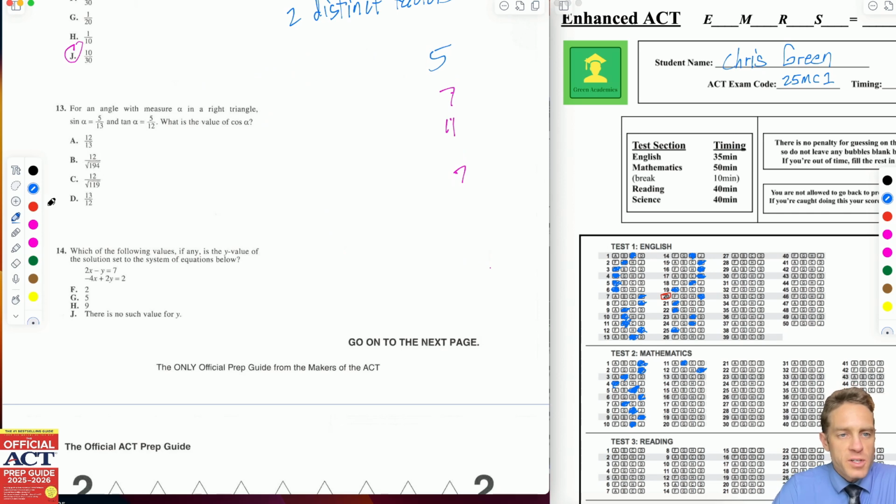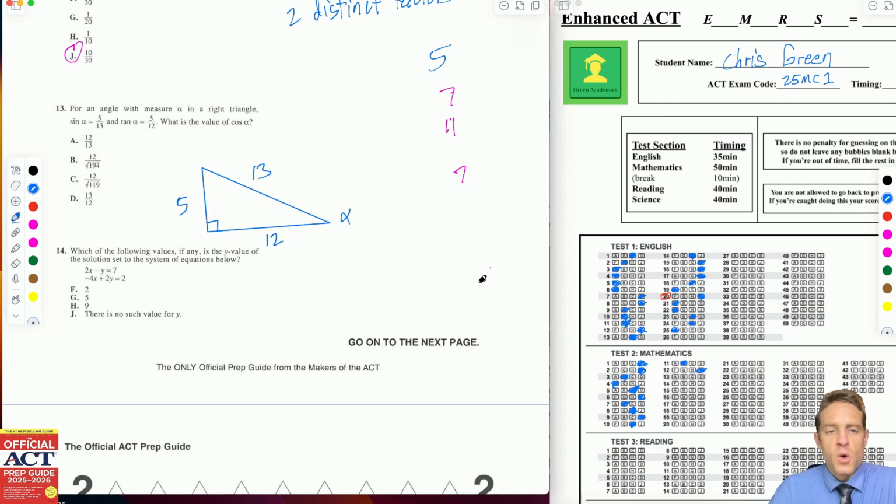For an angle with measure alpha in a right triangle, sine of alpha is 5/13. So I'm going to say that this is alpha. And sine, so opposite over hypotenuse, is 5/13. And tan of alpha is 5/12. Sure, so opposite over adjacent is 5/12. What is cosine of alpha? Well, cosine is adjacent over hypotenuse, which is 12/13.